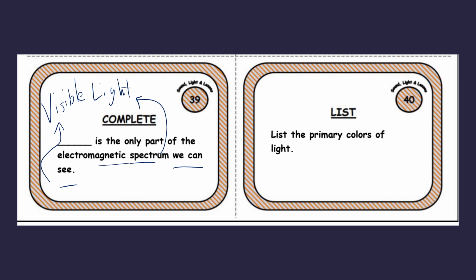Primary colors of light: red, blue, and green. With those three colors, you can pretty much make any color of light that you want. It's not overly difficult or challenging, but you can certainly do that.